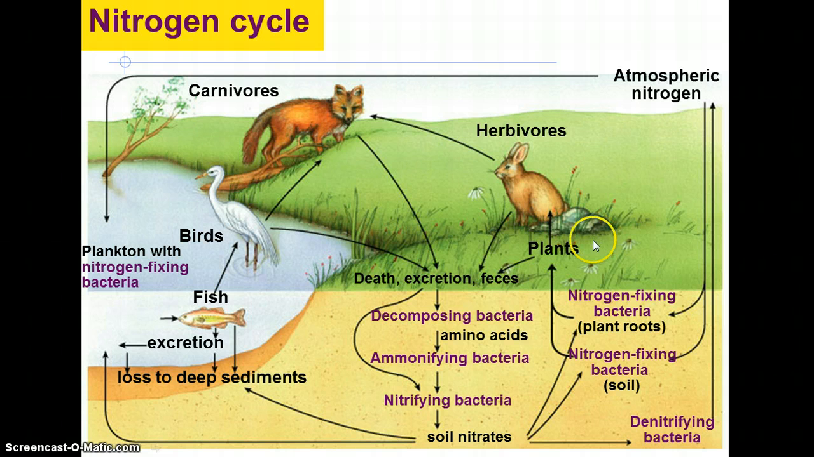ourselves and plants can't use, and it actually forms a symbiotic relationship with nitrogen fixing bacteria. And so once that fixes it, the plants are able to absorb that nitrogen.